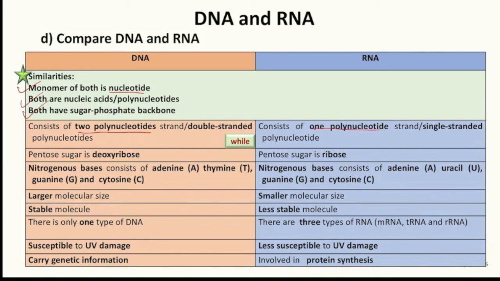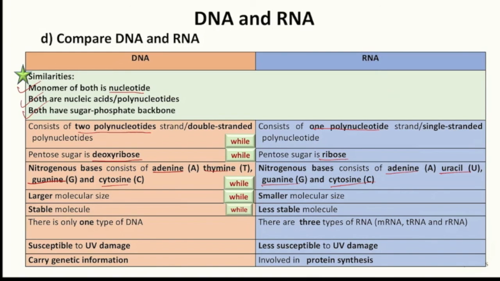The pentose sugar in DNA is deoxyribose, while in RNA, the pentose sugar is ribose. For the nitrogenous bases, DNA consists of adenine, thymine, guanine, and cytosine. We must mention all of the nitrogenous bases involved. While RNA consists of adenine, uracil, guanine, and cytosine. In terms of size, DNA is a larger molecule, while RNA is a smaller molecule. DNA is a stable molecule, while RNA is a less stable molecule.